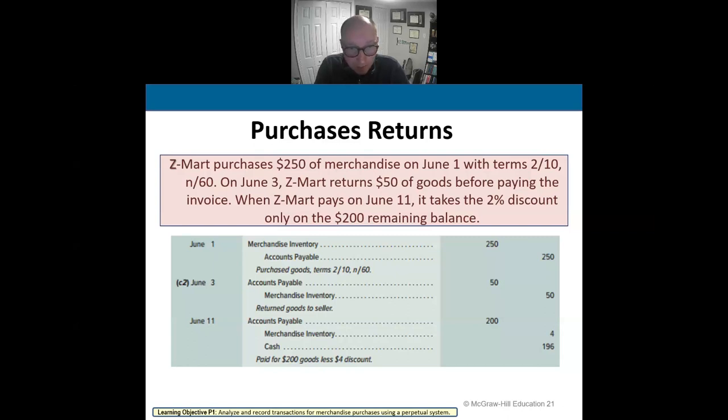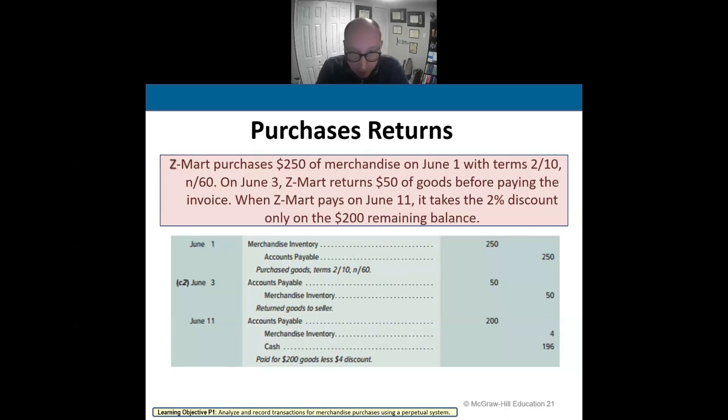Then on June 11th, I'm going to take advantage of that 2% discount. Well, obviously, I can't take a discount on something I returned, but I could take a discount on the balance. Okay, so if the original purchase was for $250, I returned $50 of it. So I'm going to take advantage of the 2% discount on the remaining $200. So the remaining accounts payable is $200.